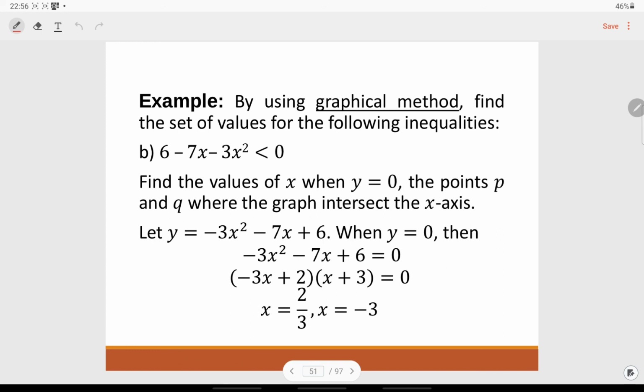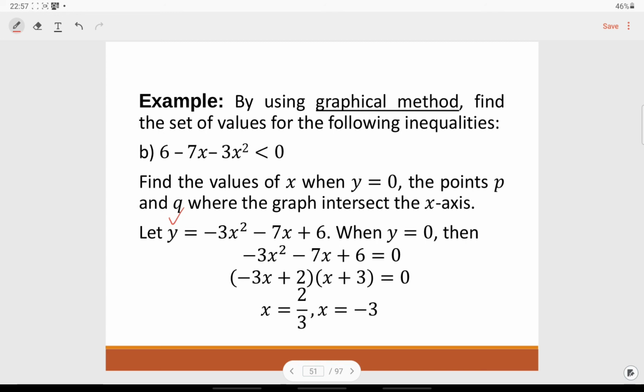Next, we are given a different inequality, but again we need to use the graphical method in order to solve it. Just like the previous one, we let the given expression as y. Y equal to negative 3x squared minus 7x plus 6. Make sure you rearrange the expression in standard form. Why? Because we want to correctly identify each constant.